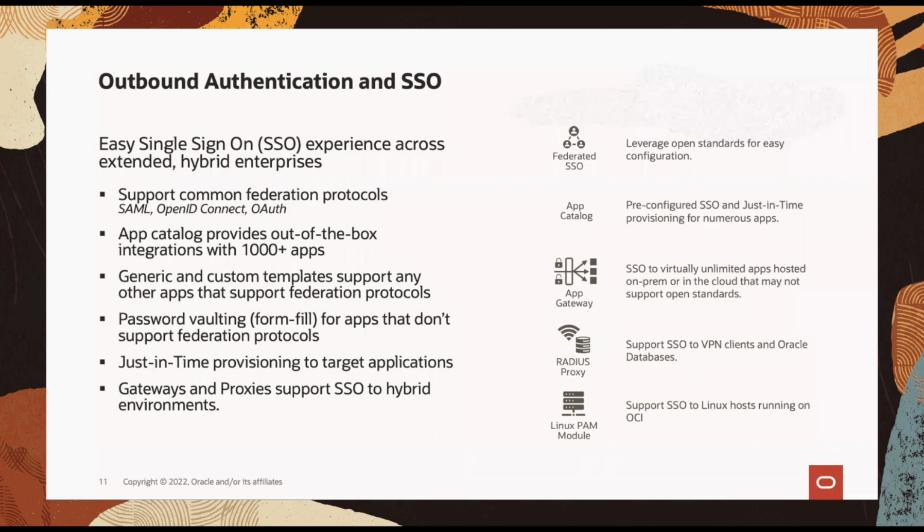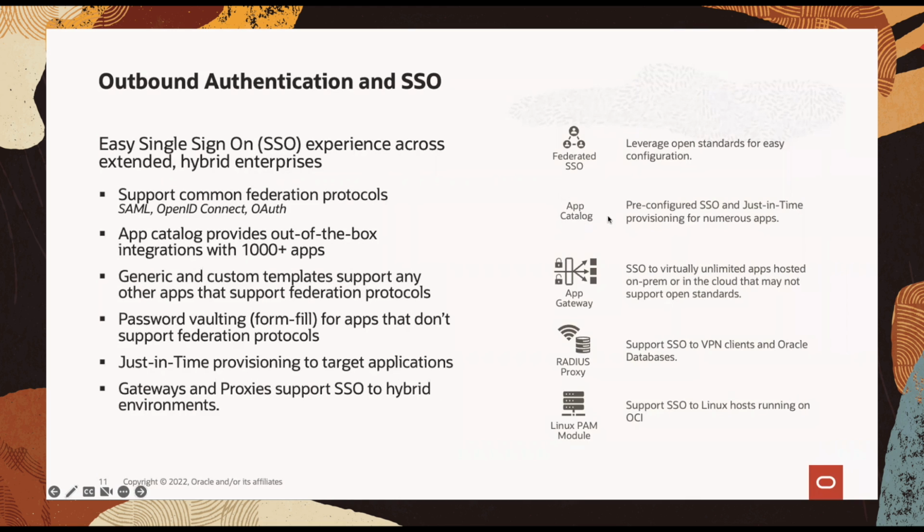Let's say you have target applications that do not support any of these protocols. How can you still integrate those applications with the IAM? That is done using the application gateway. We have an app gateway module available in the IAM, using which you can integrate your on-premise enterprise applications using the HTTP header-based authentication mechanism.